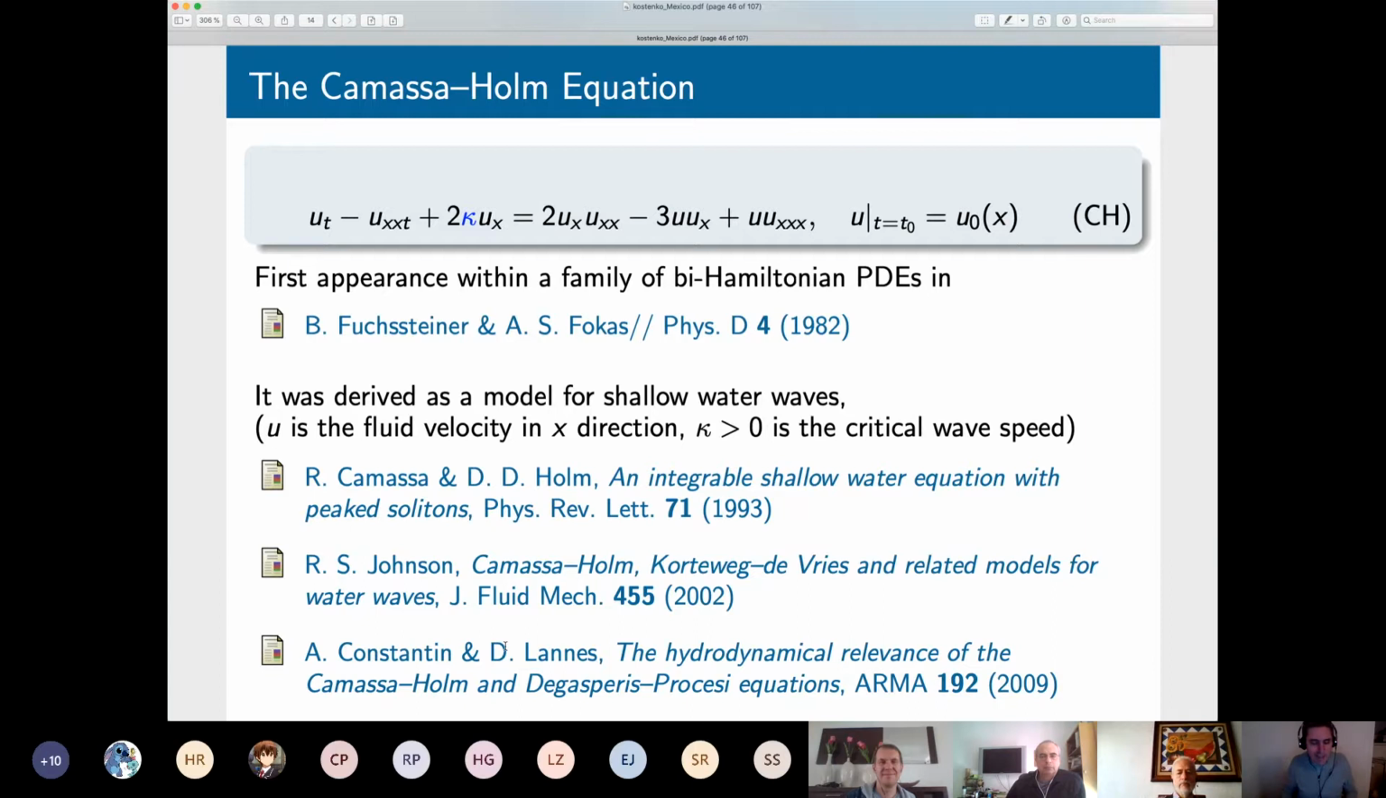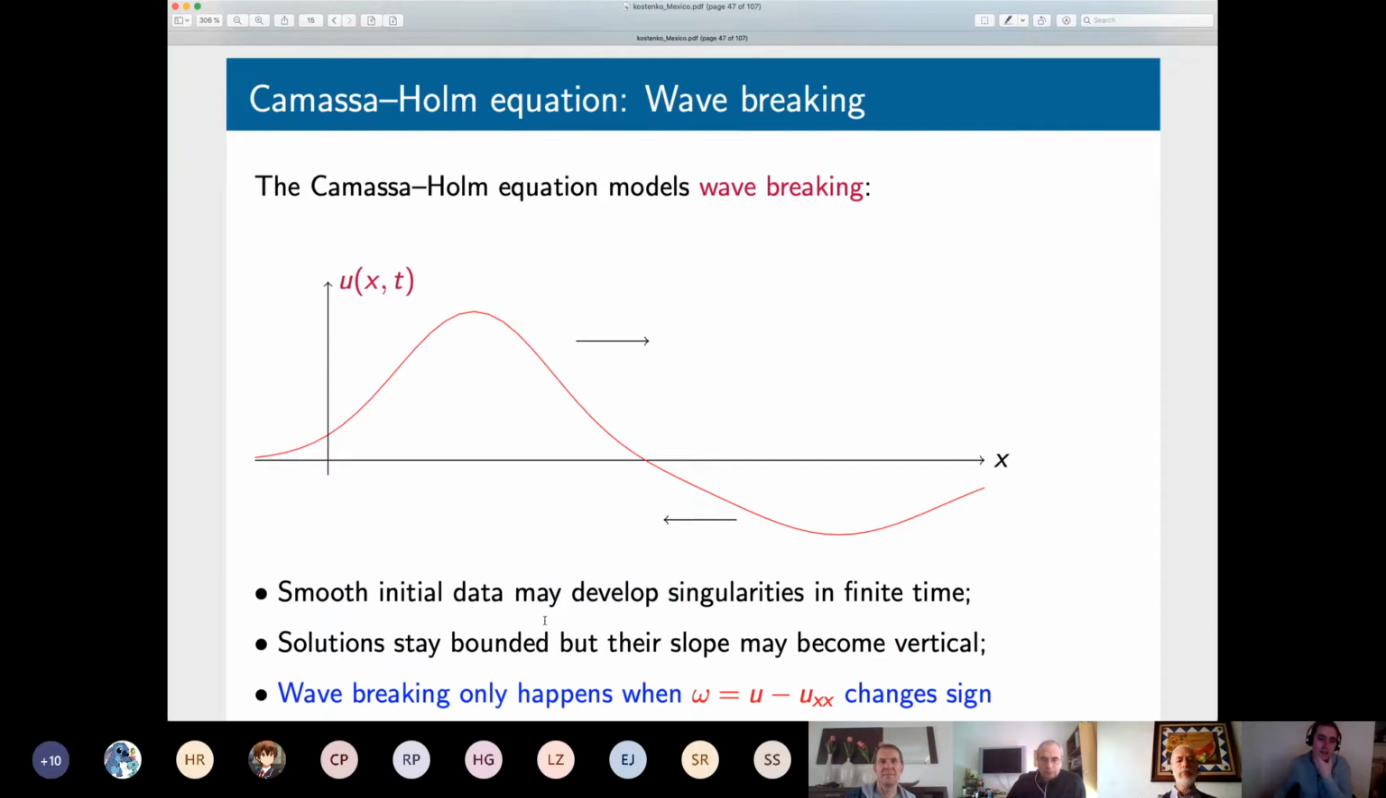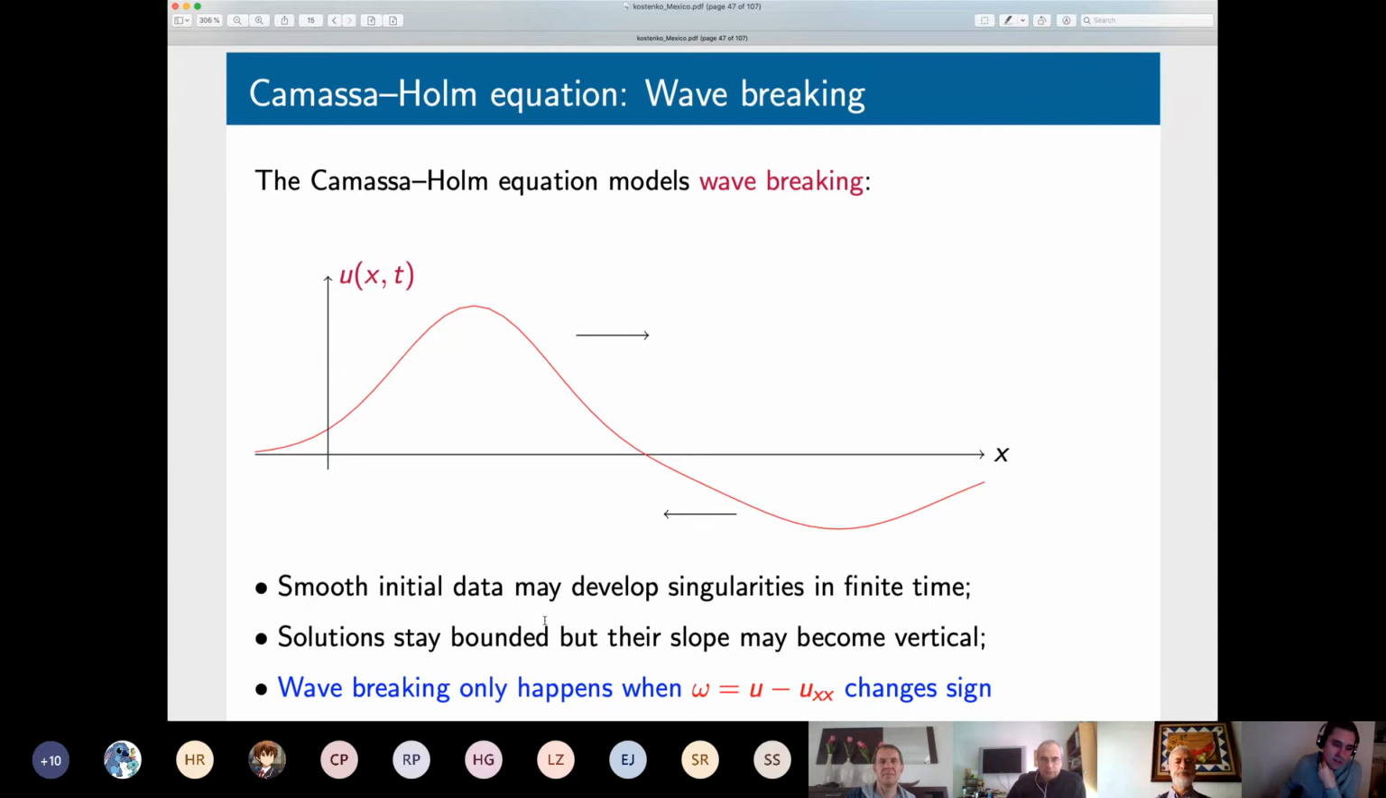I'm definitely not an expert on modeling and approximation of waves and so on. But at least the KdV regime is governed by the Camassa-Holm equation. There are several features which are governed by the Camassa-Holm equation which are not governed by the KdV equation.